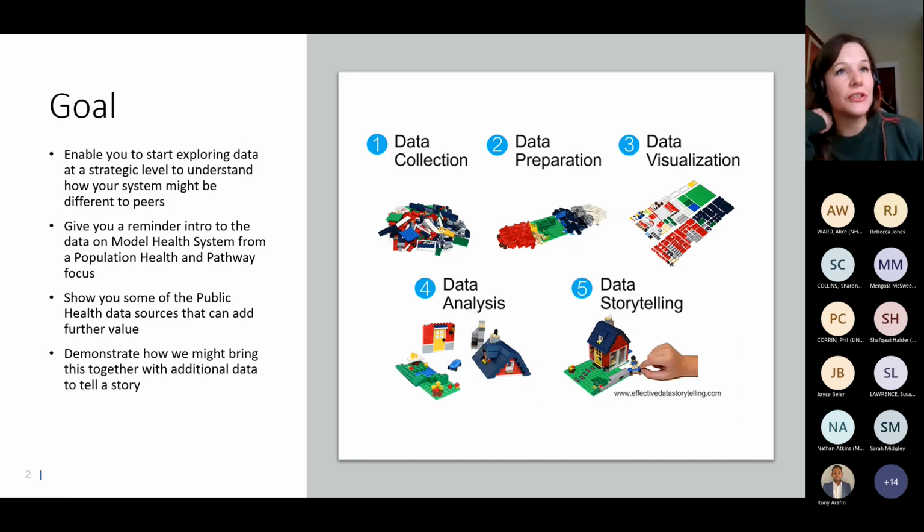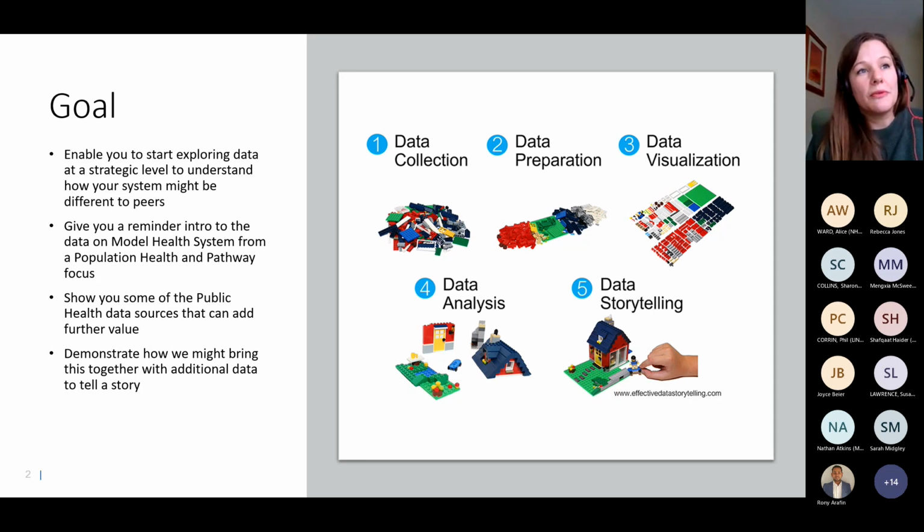So we want to enable you to start exploring the data at a strategic level and understand how your system might be different to peers in other areas. We'll give you an introduction or a reminder of the model health system from a population health and pathway focus.